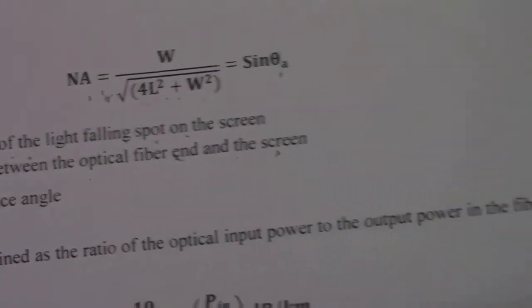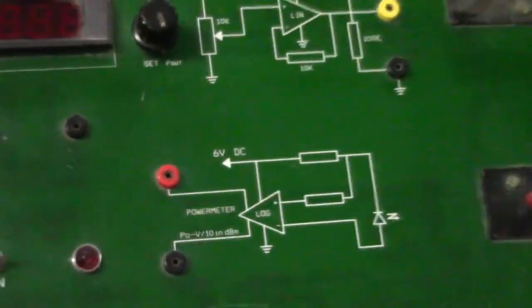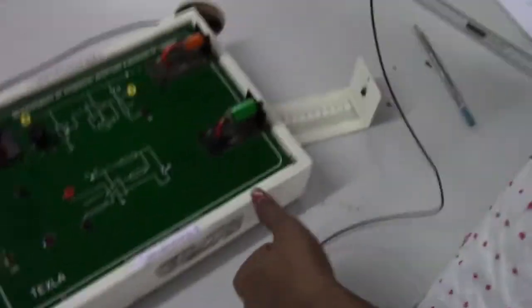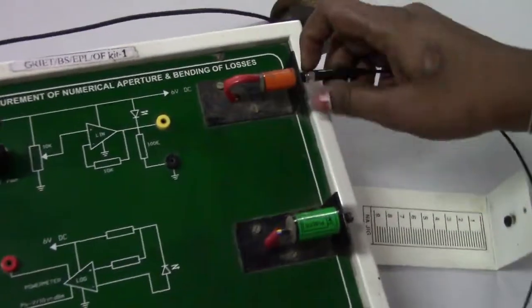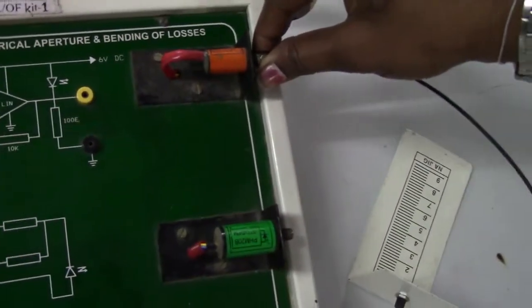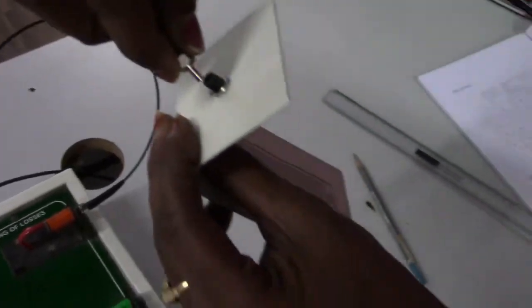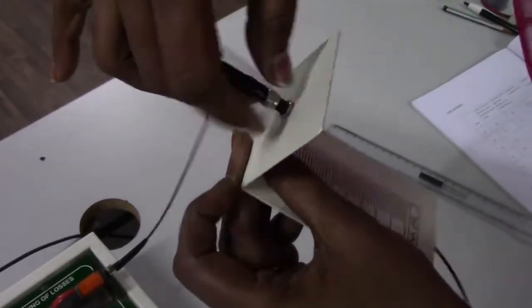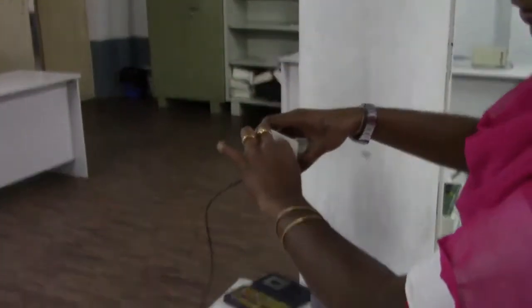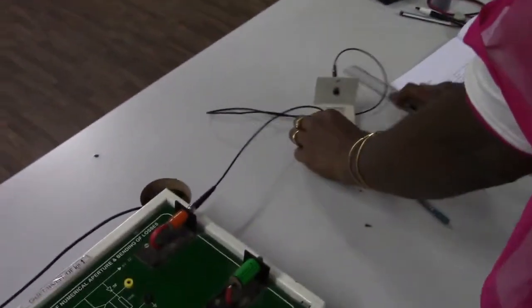Now let us start the experiment. To start our experiment, firstly I am going to connect one end of my 1 meter length of the optical fiber to the given light source. So like this I have connected one end of the optical fiber, and this second end of the optical fiber I will connect to another device. This is called your numerical aperture jig, like this. So I have connected.